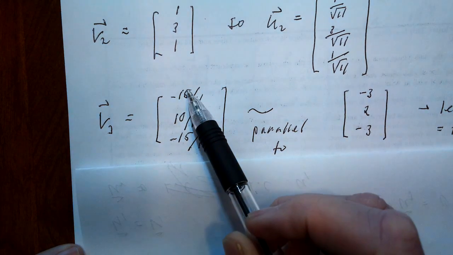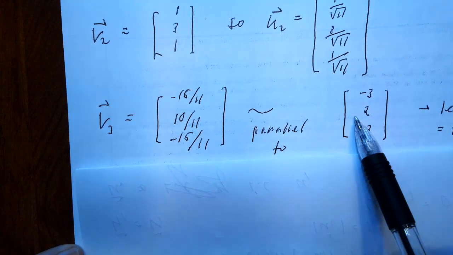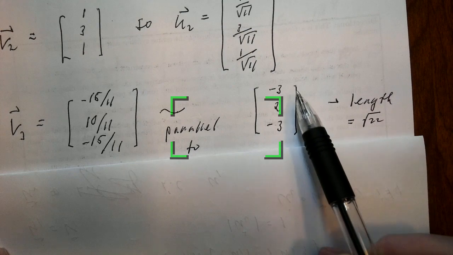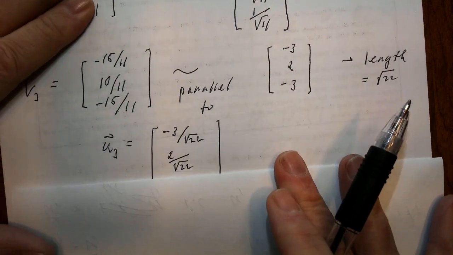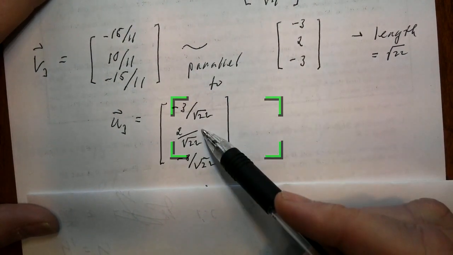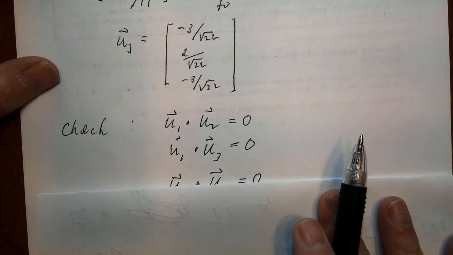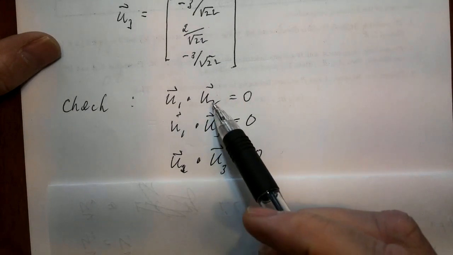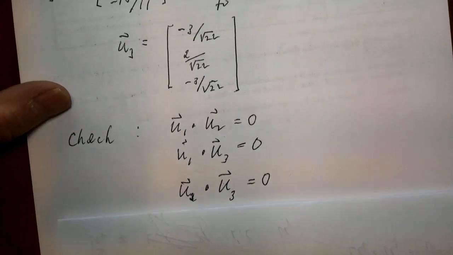We could cancel the 11s out, 5 goes in, 3, 2, 3 times. So this vector is parallel to this, and this vector has a length of the square root of 22. 9 plus 9 plus 4 is 22. So that says that u3 would be minus 3 over root 22, 2 over root 22, minus 3 over root 22. So there is our orthonormal basis for R3, and it's fairly easy to check that, and we should do that. I'm not going to do it here, that each of those vectors are orthogonal to one another.